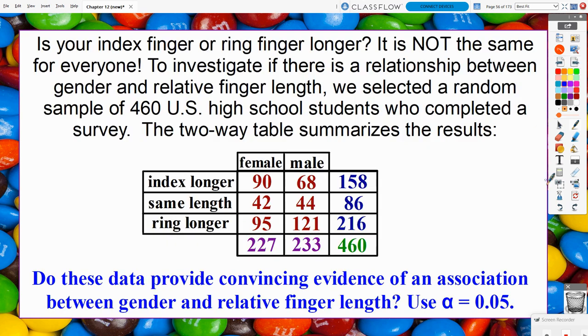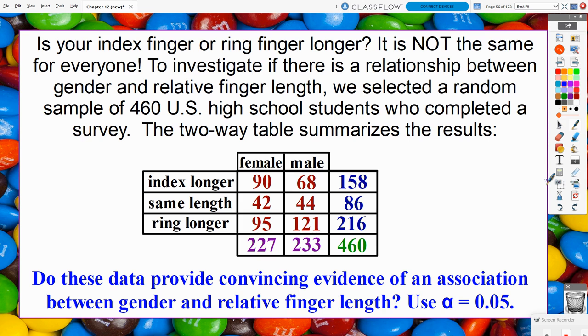So the question we're going to explore in video 3 is: is your index finger or ring finger longer? It is not the same for everyone, actually. To investigate if there is a relationship or an association between gender and relative finger length, we selected a random sample, notice, one random sample, of 460 U.S. high school students who completed a survey. The two-way table summarizes the results.